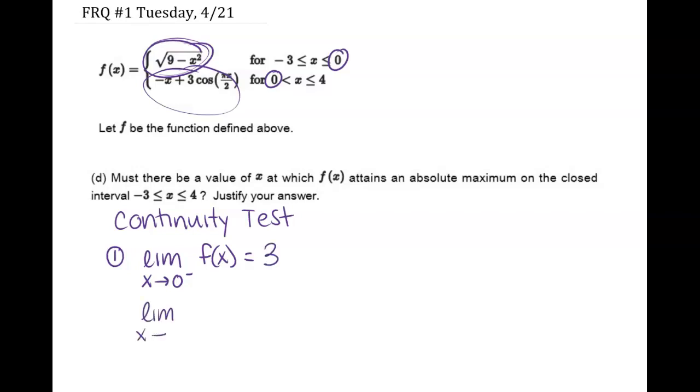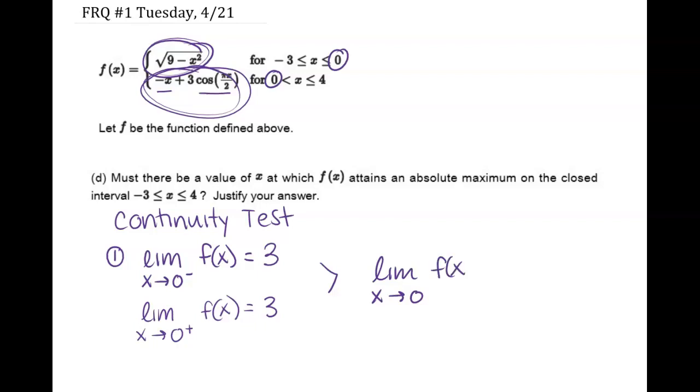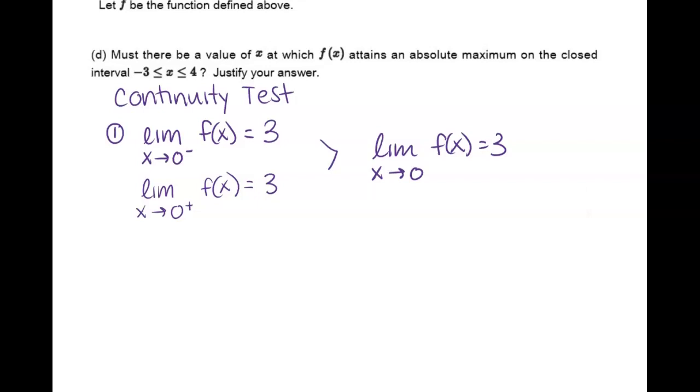The limit as x goes to 0 from the right, or from the positive side of f of x, is this other function. If we put in 0, we get 0 plus 3 times the cosine of 0, or 0 plus 3 times 1, which is 3. So because of that, since the limits from the left and right are both 3, the limit as x goes to 0 of f of x is also 3. So the limit exists. Good.